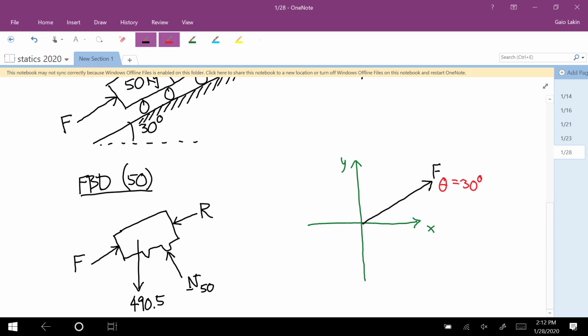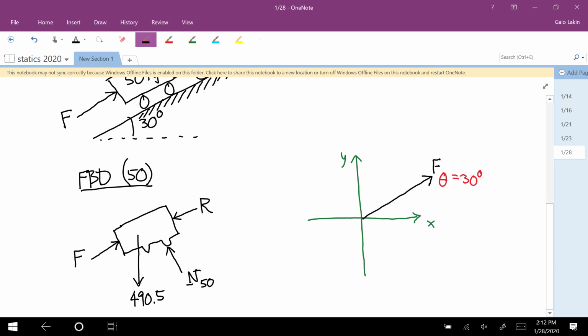Weight force we don't have to worry about. This force N50 is 90 degrees counterclockwise from F. So that's this force N50, and the angle for that one is go 30 degrees to point in the direction of F, and then go counterclockwise another 90 to point in the direction of N50. So this is 120.